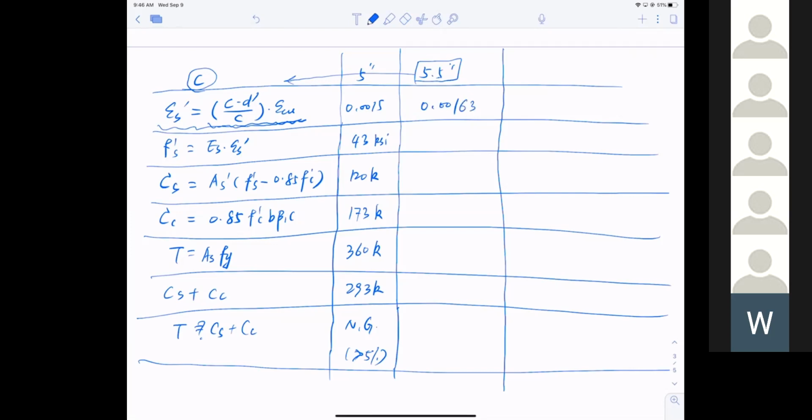We got the strain, right? So I need to compute the compressive stress. Noah.